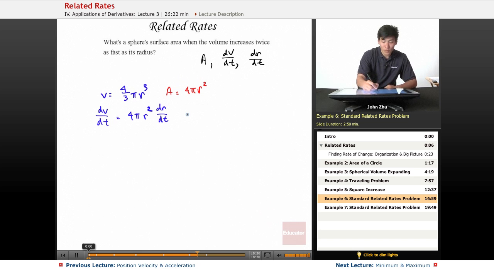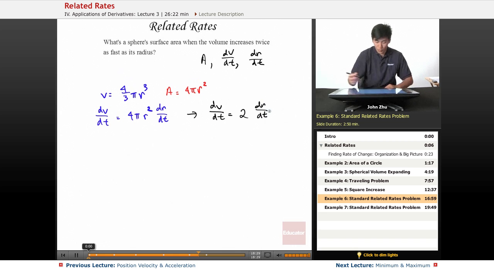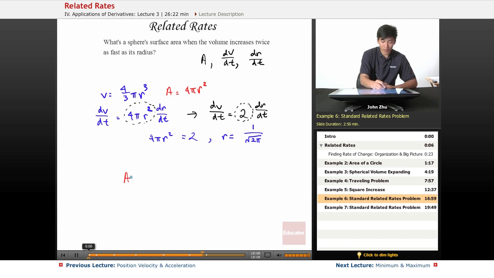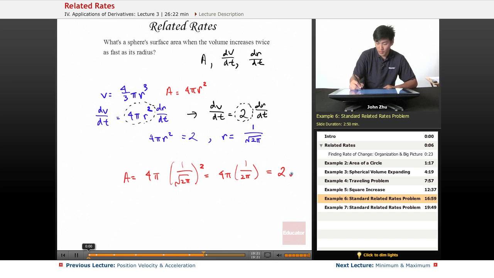So we know that, well, when the volume is changing twice as fast as the radius is changing, we kind of know that 2 equals this whole expression just by looking at the patterns of the equations. Well, let's set that up. 4 pi r squared equals 2. So solving for r is going to equal 1 over square root of 2 pi. So now that we have the radius, we can plug it back in to find the surface area. So that is just a straight plug-in. So area equals 4 pi times 1 over square root of 2 pi, squared, which is 4 pi times 1 over 2 pi, which equals 2 units squared.